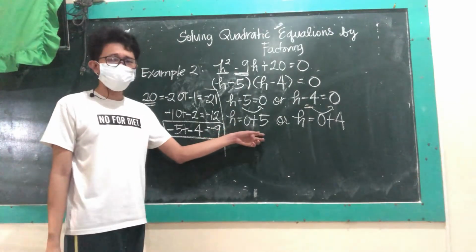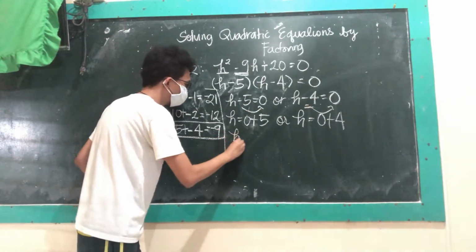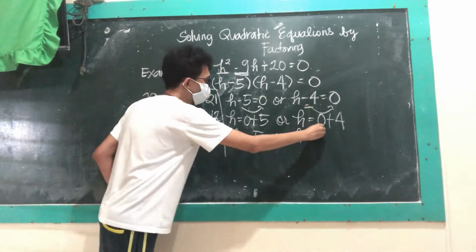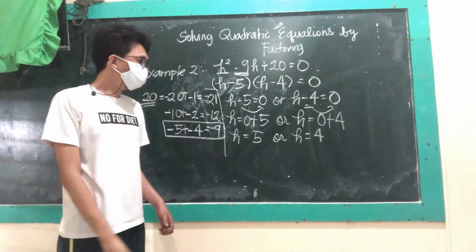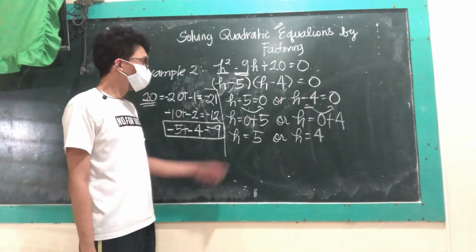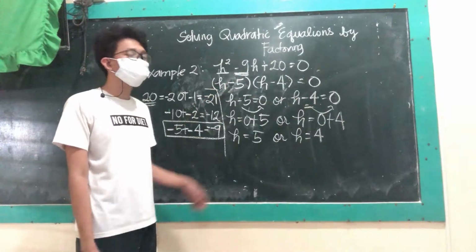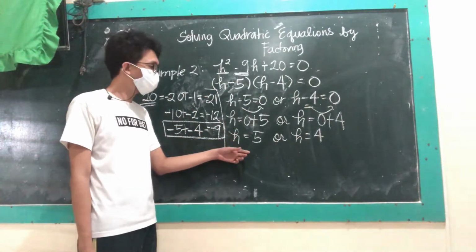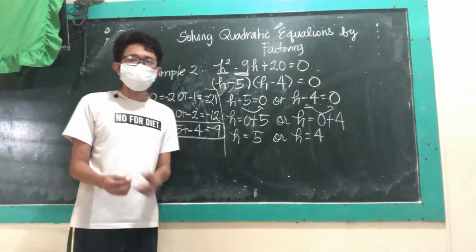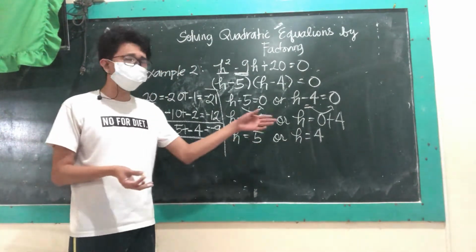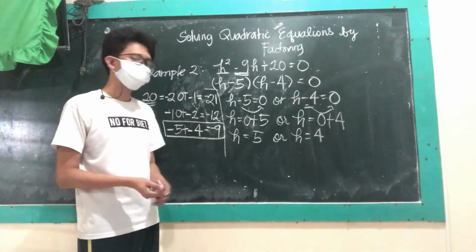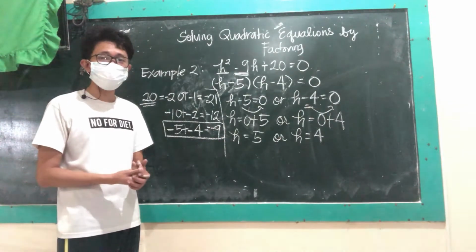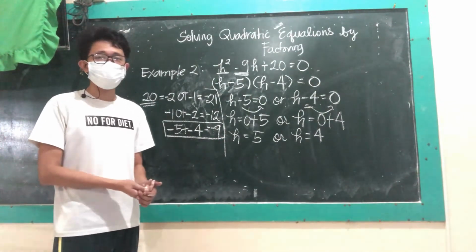So 0 plus 5 is equal to 5, or h is equal to 0 plus 4 equals 4. Therefore, the solution set of h squared minus 9h plus 20 equals 0 is 5 or 4. That means that the value of h can be 4 or the value of h can be 5. So therefore, these are now the solutions of the quadratic equation, or the roots of the quadratic equation.